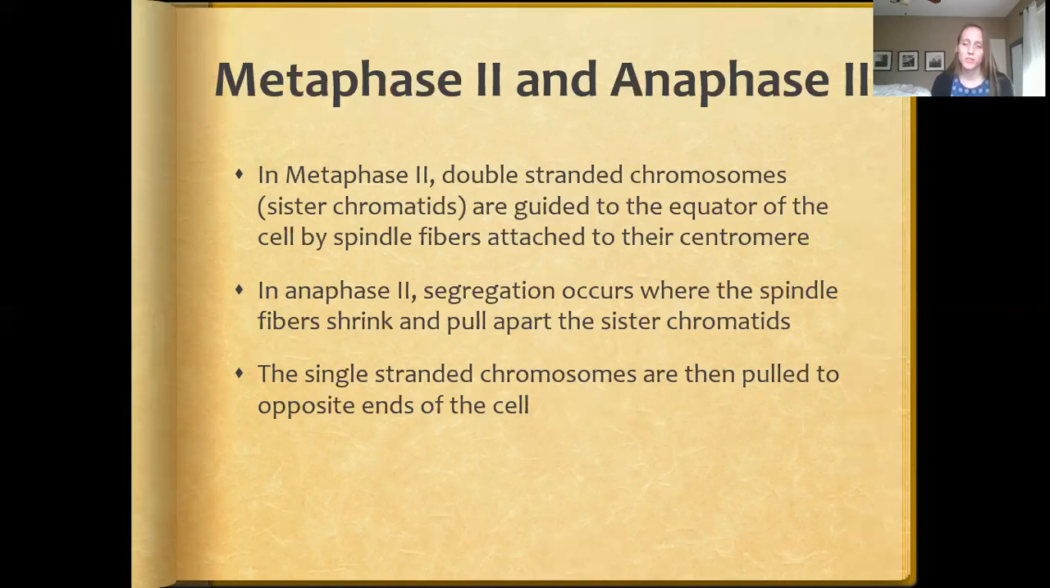So with metaphase 2, all of those double-stranded chromosomes line up single file across the equator, guided by these spindle fibers. Then during anaphase 2, you'll have segregation happening again, where you're separating things to opposite sides. This time, just like in mitosis, the sister chromatids are pulled apart and pulled to opposite ends. So we go from the double-stranded chromosome in the middle to single-stranded on either side.